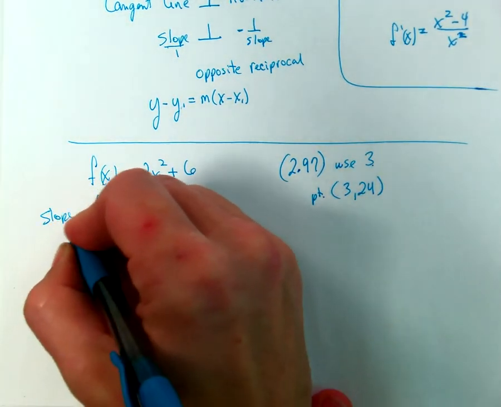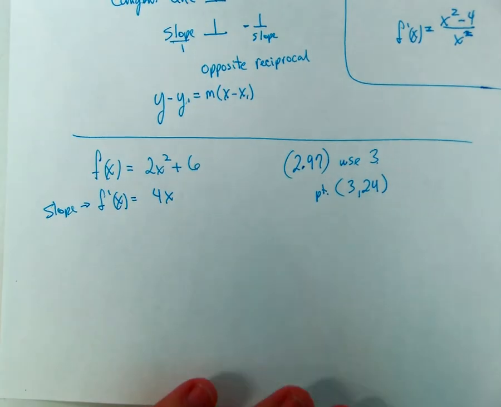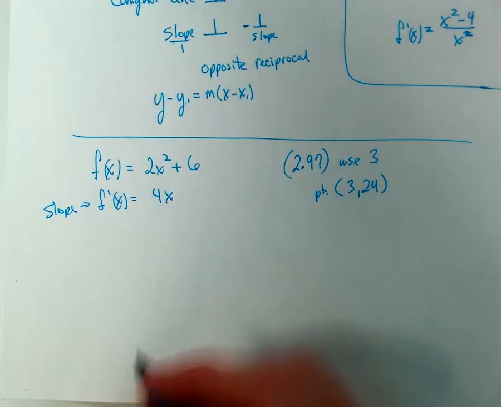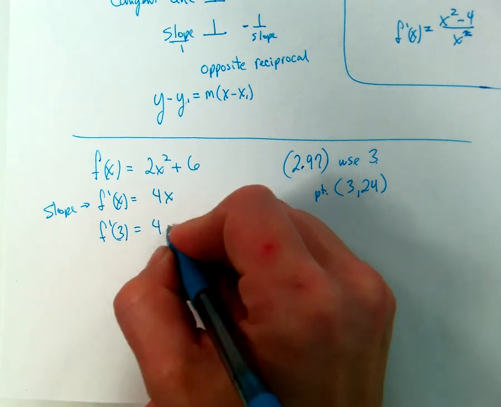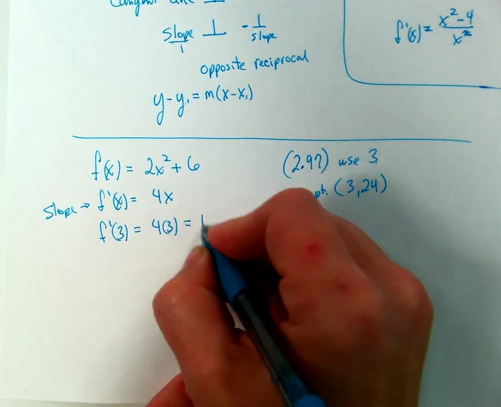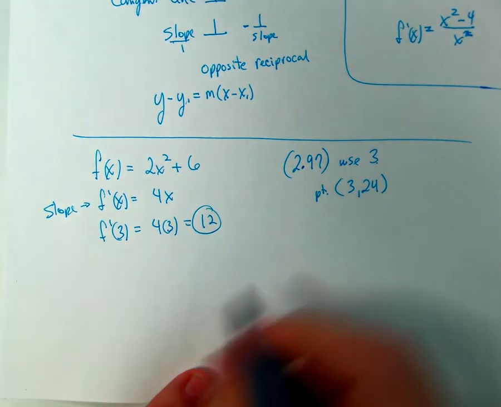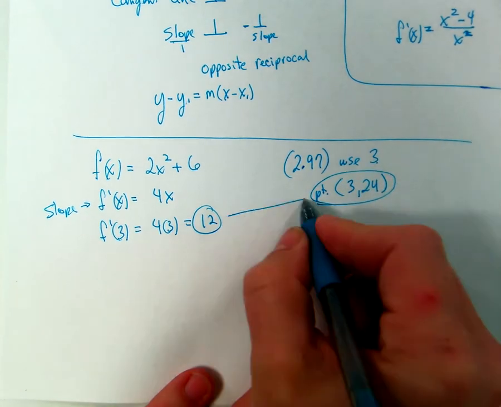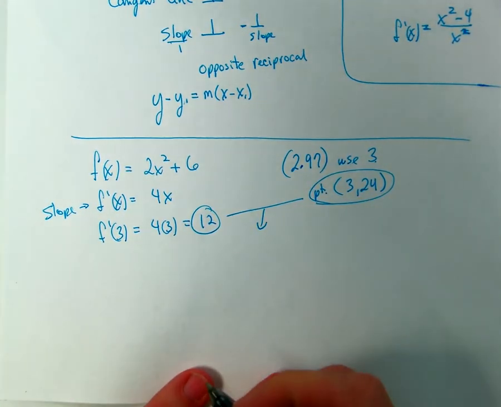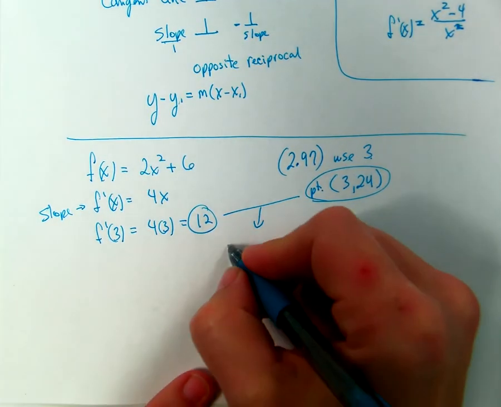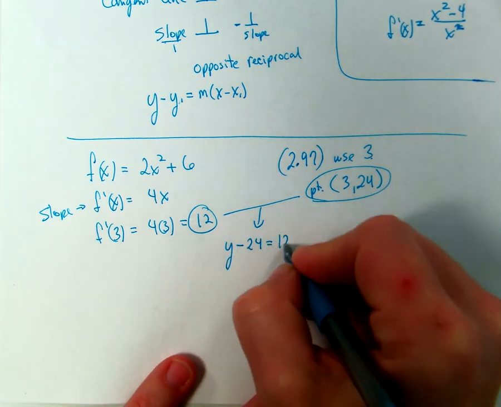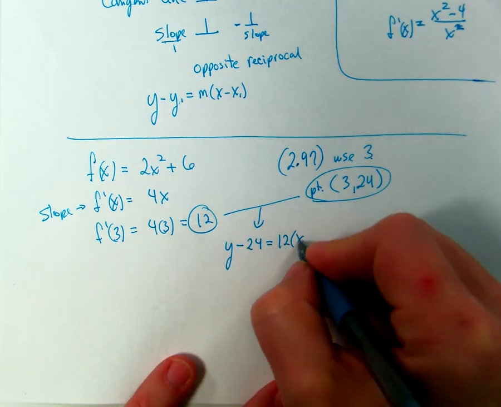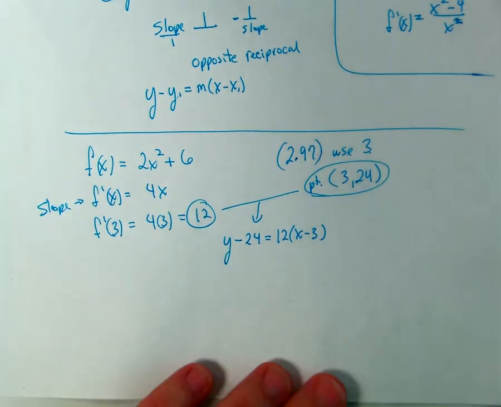We want to write that out here. This is the slope, the formula to find the slope, or equation for the slope. So if I find f prime of 3, 4 times 3, which is 12. So that is my slope. Here's my point. Together, I can create the equation. We can say it's y minus 24 equals 12 times x minus 3.